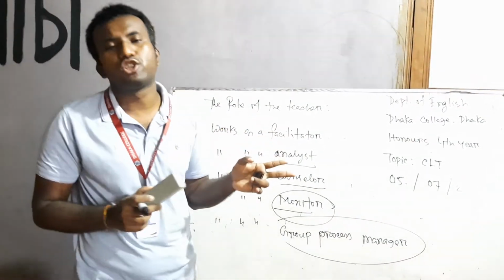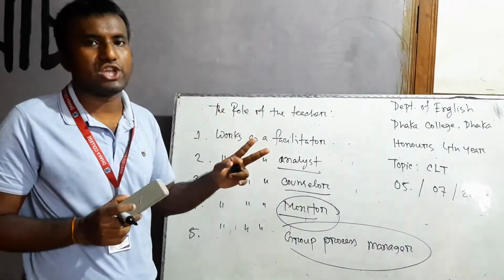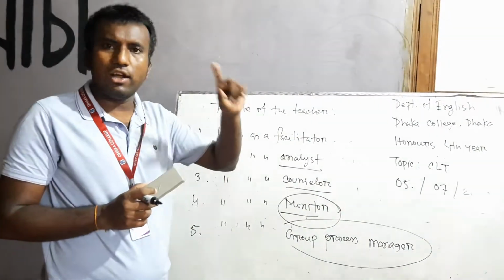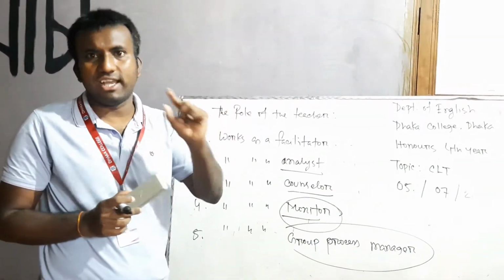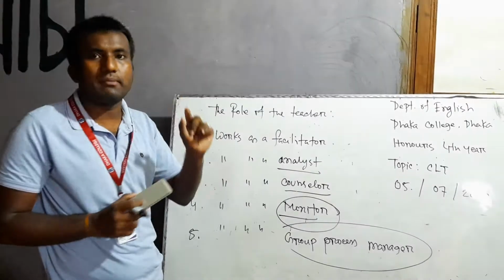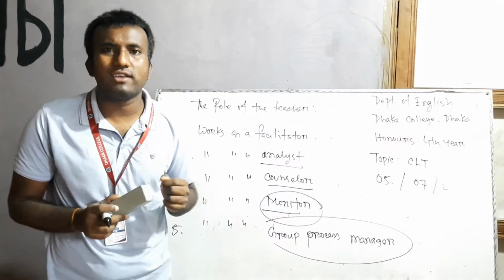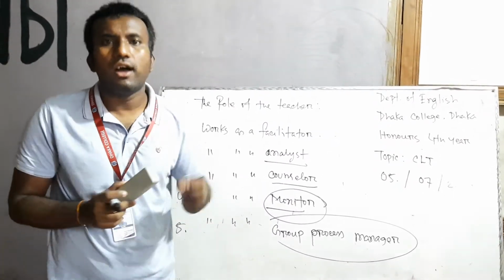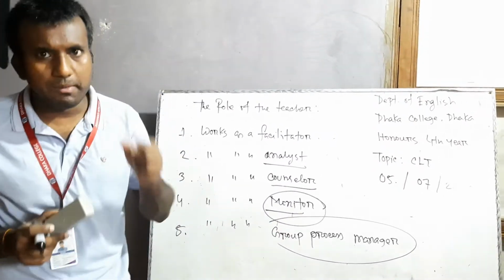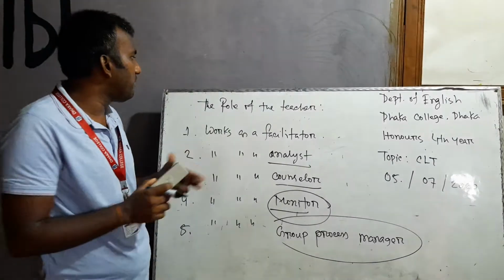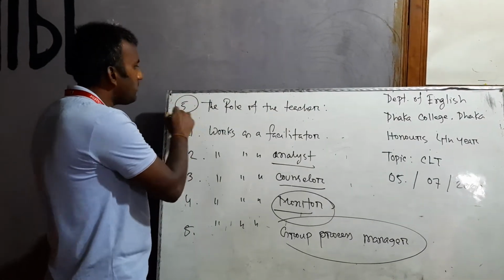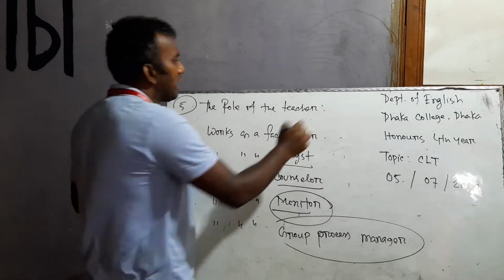Now I'd like to talk about our second portion. So dear students, in our last class I talked about what CLT is. Then I talked about the background of CLT. Our third point was characteristics of CLT. Our fourth point was principles of CLT. Now our fifth point was the role of the teacher, or you can say teachers.